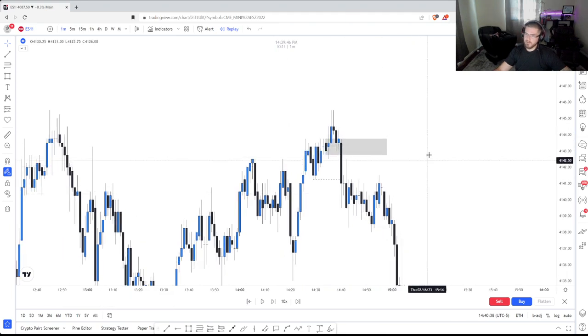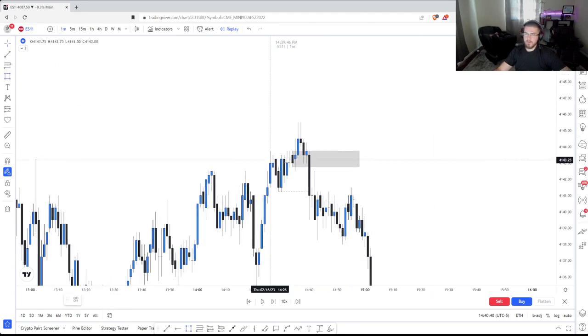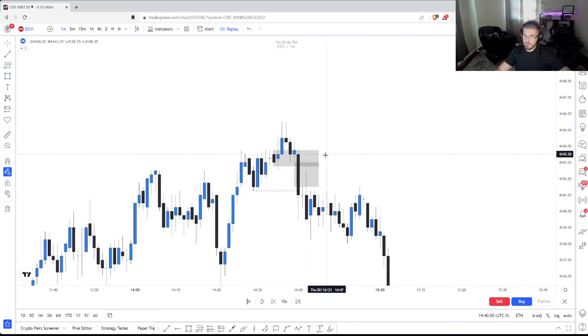Actually, this goes into something else that I wanted to cover: the unicorn pattern. We'll talk about Bitcoin, but if you see a breaker with a fair value gap inside of it, I'll still use the fair value gap. That's what ICT calls a unicorn pattern. So a breaker with a fair value gap is what I would use on a lower time frame, but you're really just using the fair value gap. You're just using the breaker as an added confluence.